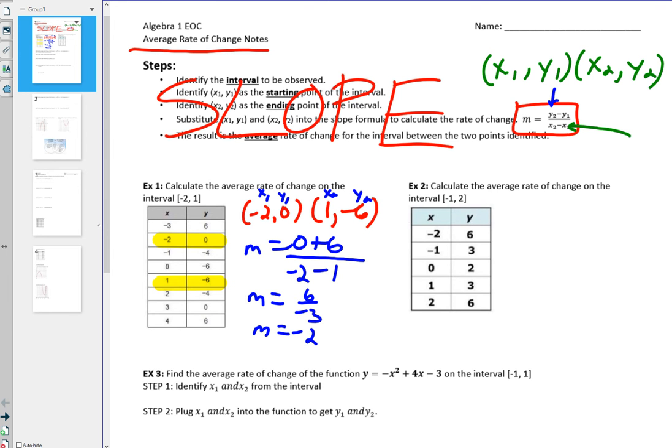Now that I have demonstrated how to find average rate of change through a table, that means you could do the next one. Raise your hand and give me the answer when you got it. Will somebody do example 2 for me?